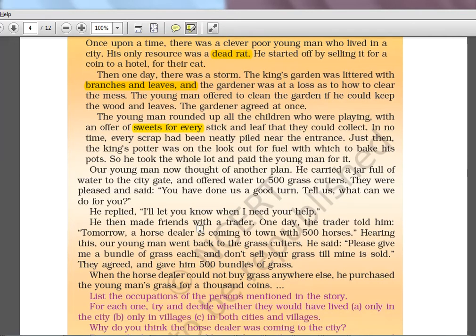Again, there is one grass cutter story. A person will come to the city with a horse or something. He had an agreement with the grass cutters, like, you give me the grass and you should not sell it until nobody else buys it or something.